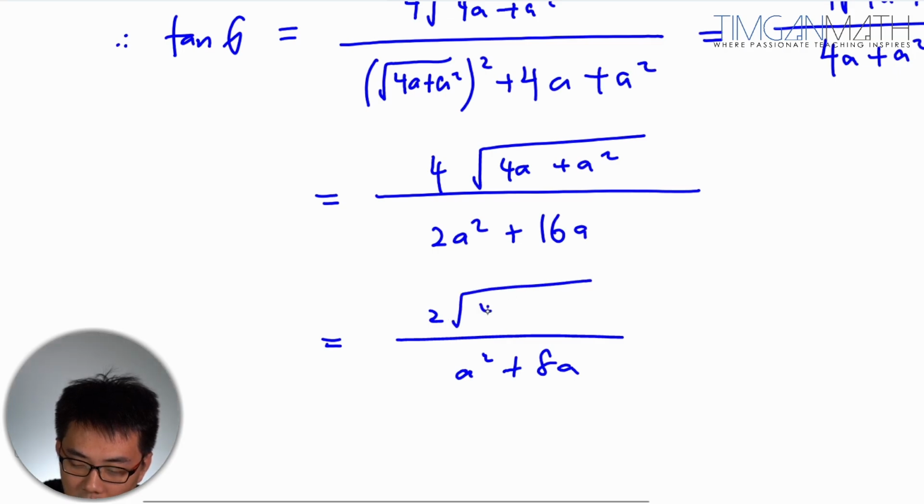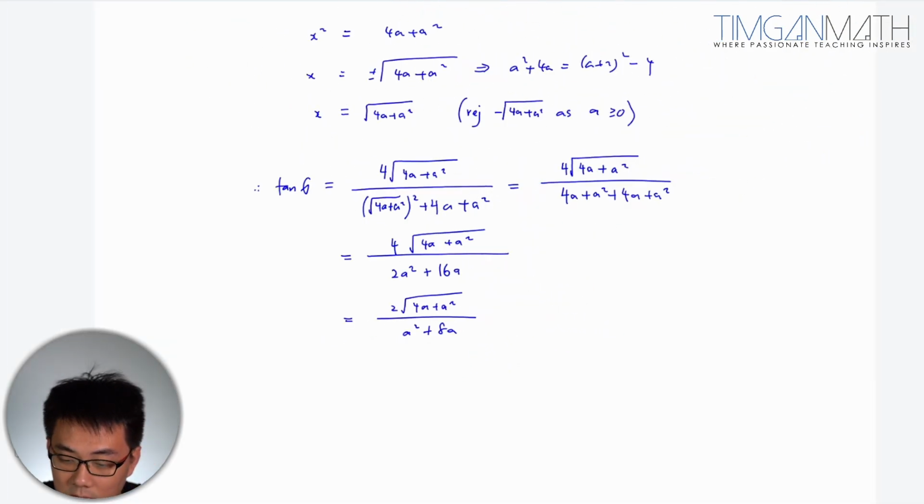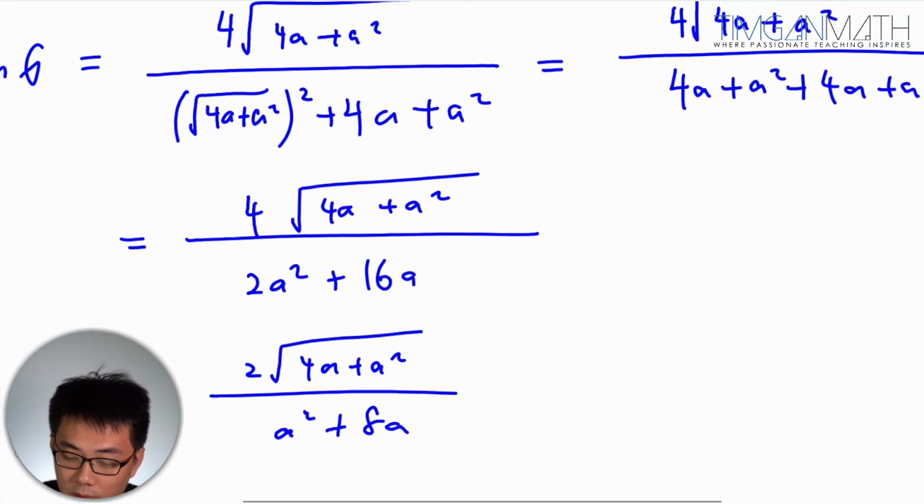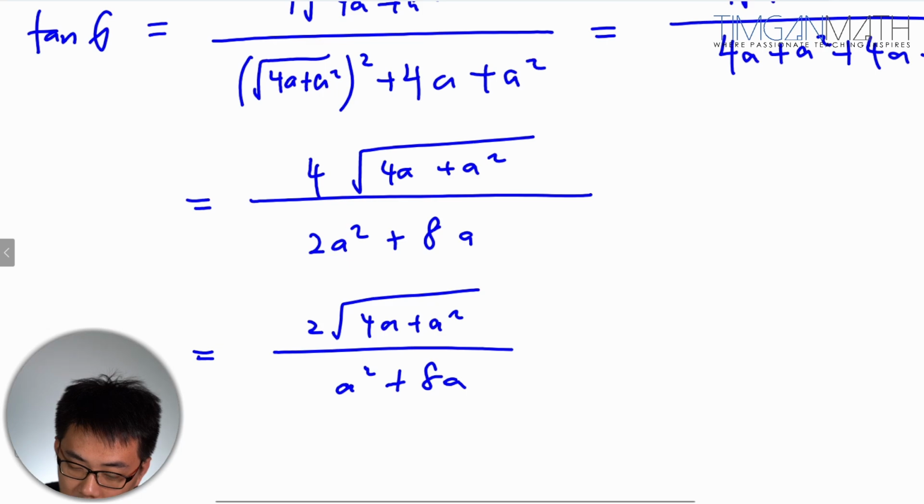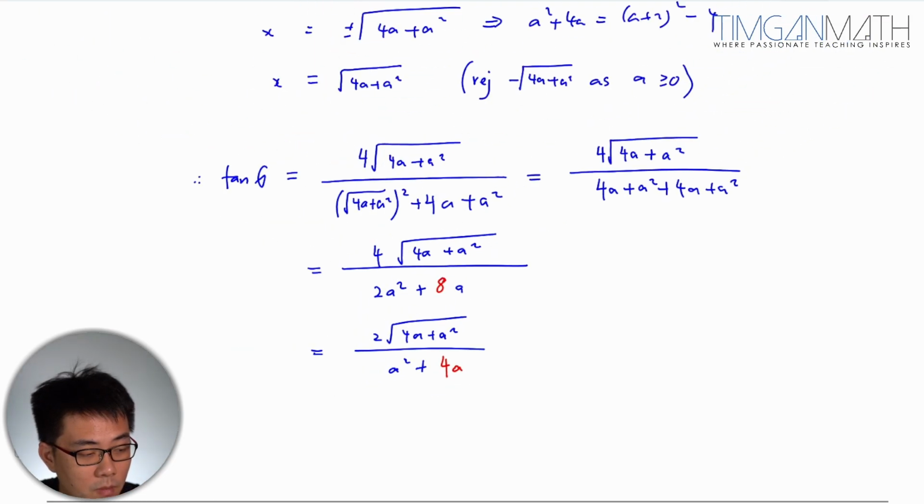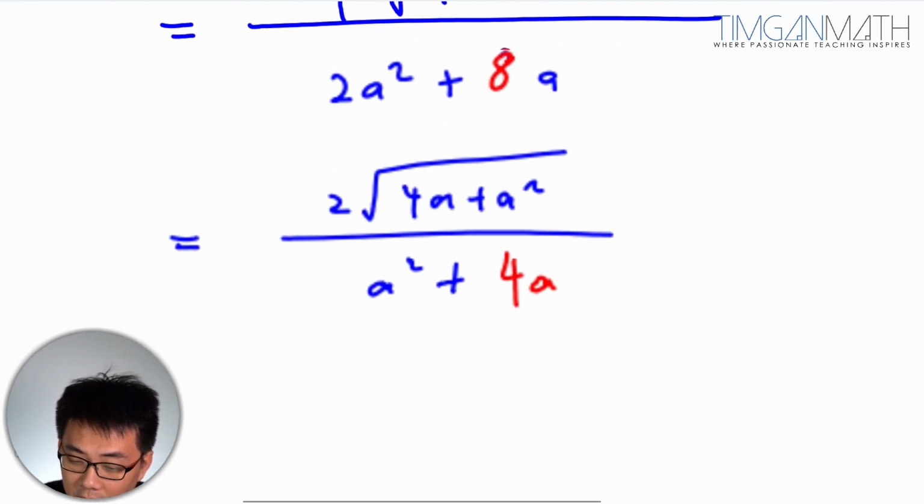Just factorize the 2 out. Okay, just make sure you are okay with this part here. Just factorize the 2 out, and you can simplify this part here. I wrote something wrongly. This is 8 actually, so this would just be 4. Let me just write this down, okay? I forgot to multiply it. So this is 2 divided by, this is 4a. I think it's perfectly fine to leave your answer as such.